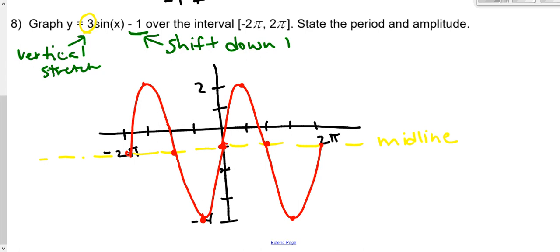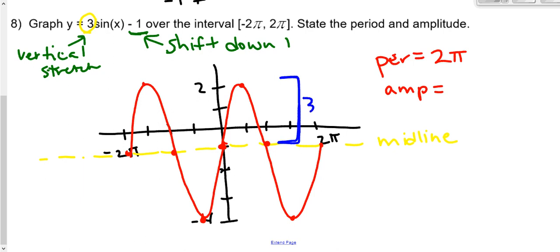I hope you will ask me questions about that if any of it doesn't make sense. What's the period of this one? Did either of those changes affect the width? They did not, so the period is still 2 pi. What's the amplitude? Did either of those changes affect the distance from the center to the top? Absolutely. The distance from the center to the top is now 3, so the amplitude is 3.